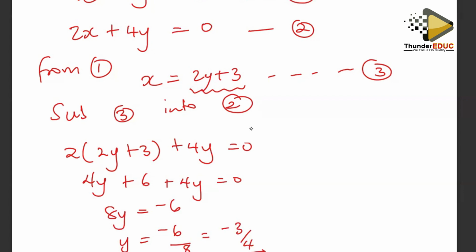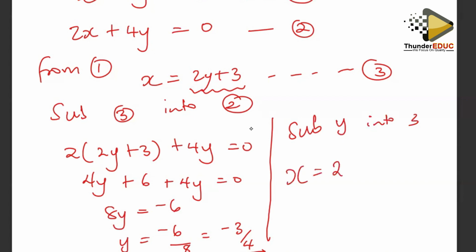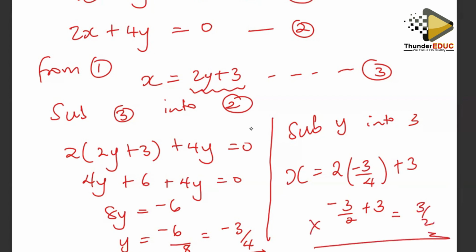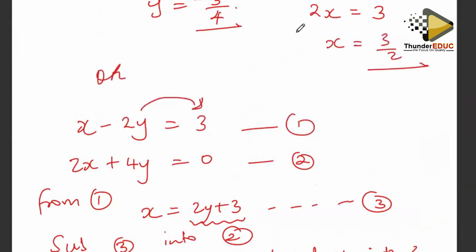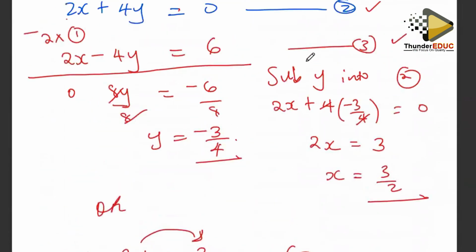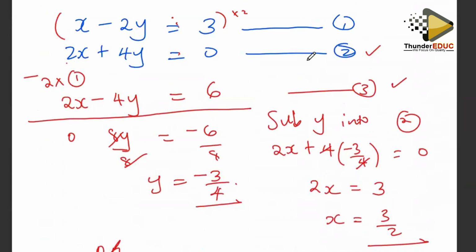Then get this y and replace it in equation 3. We're saying substitute y into equation 3. Then our x is going to be 2 multiplied by negative 3 over 4 plus 3. That's going to be negative 3 over 2 plus 3. No, it's just going to be a positive 3 over 2. And then that's what we get. I think those are the same values we got. So whichever method you go with, we still get the same answer.